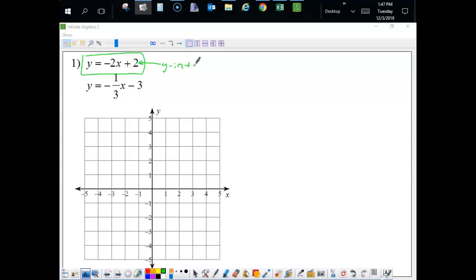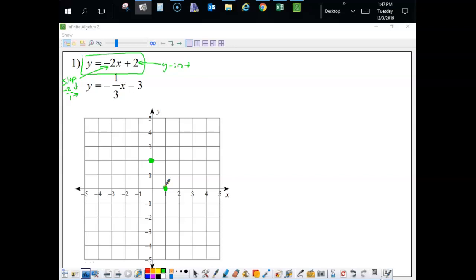Is that your y-intercept? So I'm going to start at 2 on the y-axis. This is my slope. So I'm going to go down 2 over 1. Down 2, right 1. So starting from here, down 2, right 1 puts me right there.